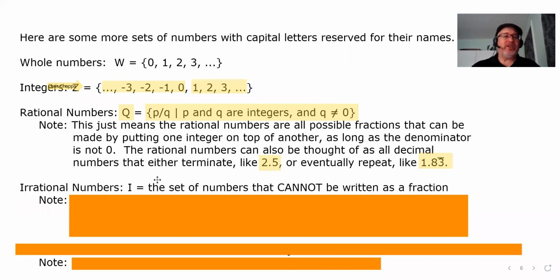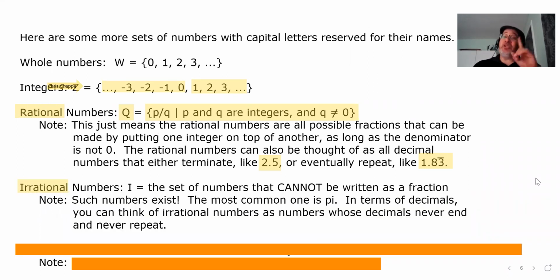The next set of numbers is the irrational numbers. Now, the word irrational was explicitly chosen to mean the opposite of rational, the root word of rational being ratio, ratio of integers. So irrational means not rational. The set of irrational numbers is the set of numbers that cannot be written as a fraction. And yes, there are such numbers. And when I say fraction, what I should really say is as a ratio of integers. Note, such numbers exist. The most common such number is pi.